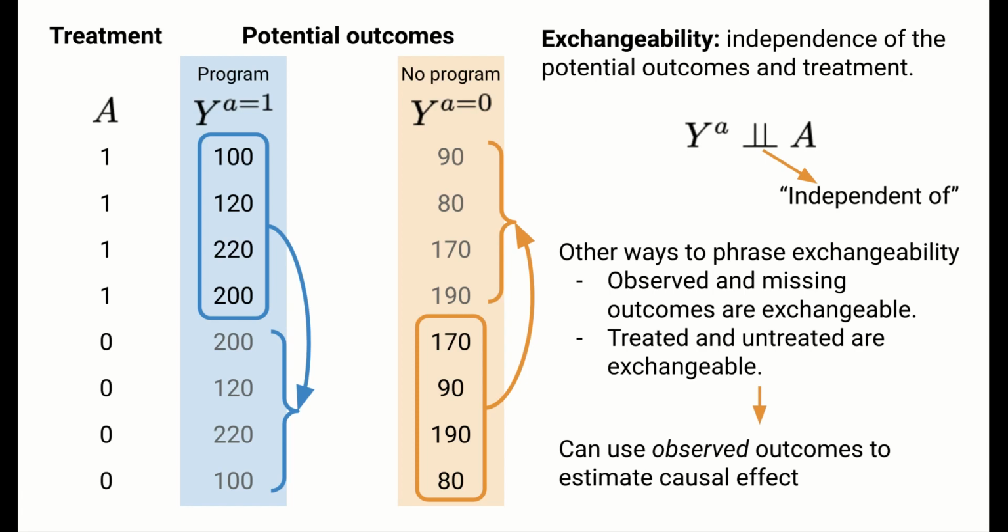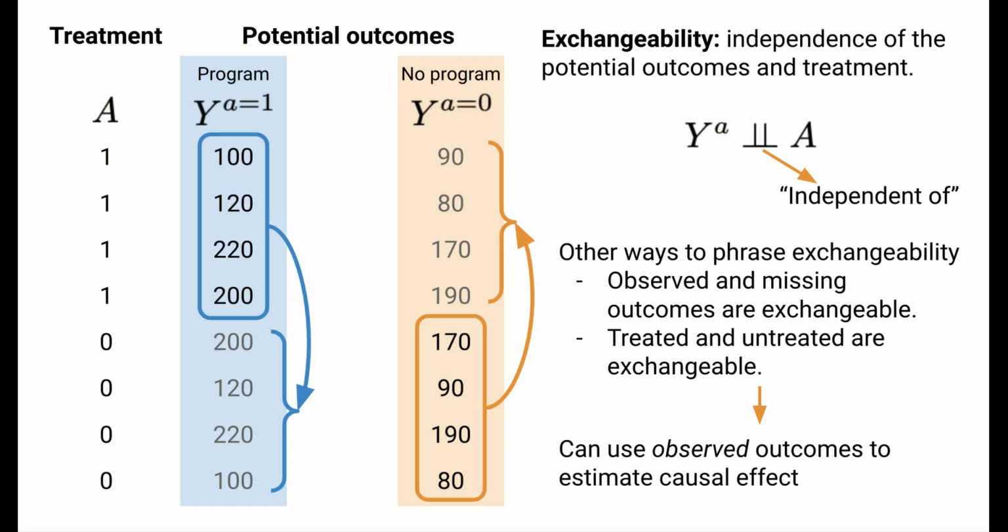Because of exchangeability, we can fairly compare the observed outcomes in the program users and non-users as an estimate of the causal effect of the economic program, even though the causal effect is technically defined in terms of missing data. When exchangeability doesn't hold, observed outcomes are not representative of the missing outcomes. In that situation, a comparison of the observed outcomes between treatment groups provides a measure of association between treatment and outcome, but not a valid measure of the causal effect.